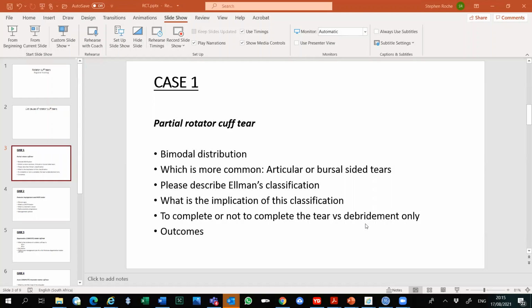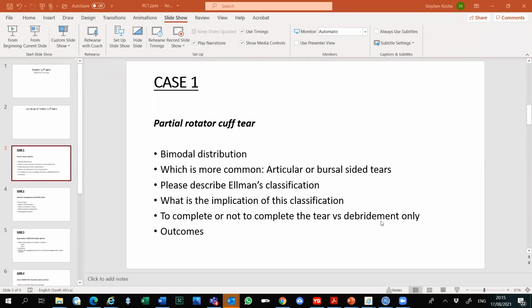Yeah, so there's some people who believe the bursal side tears are worse in the younger athletes. Yes, and even in the older patient, they think that it is. But Ellman's classification is really to decide whether you should debride it or repair it. Okay. What do you think, Vishislav? Do you repair it? Do you debride it, or do you complete the tear?